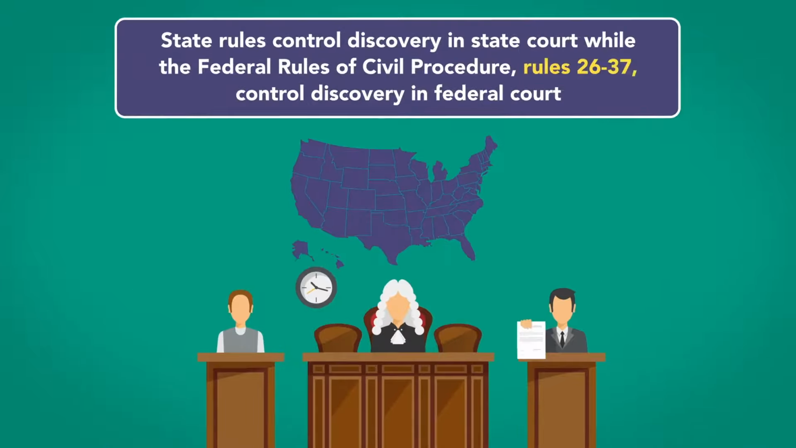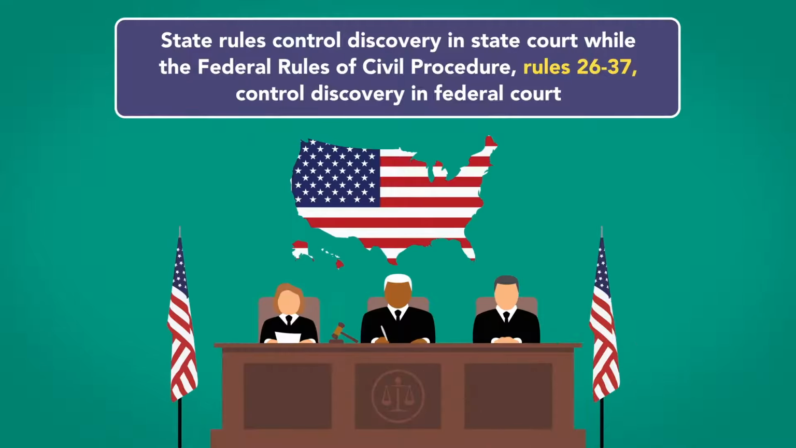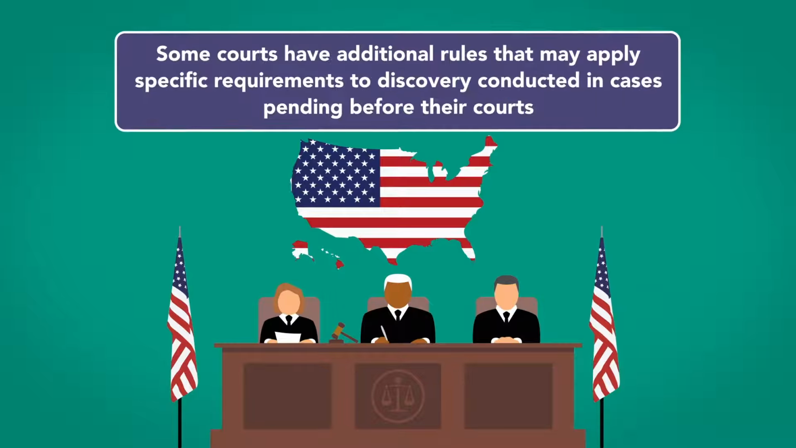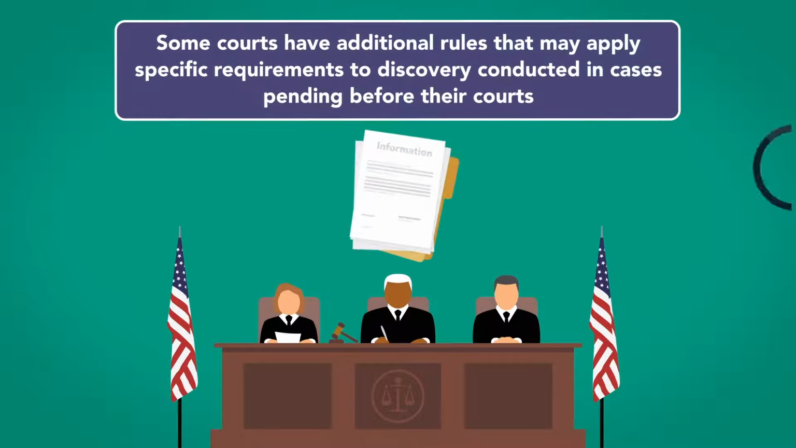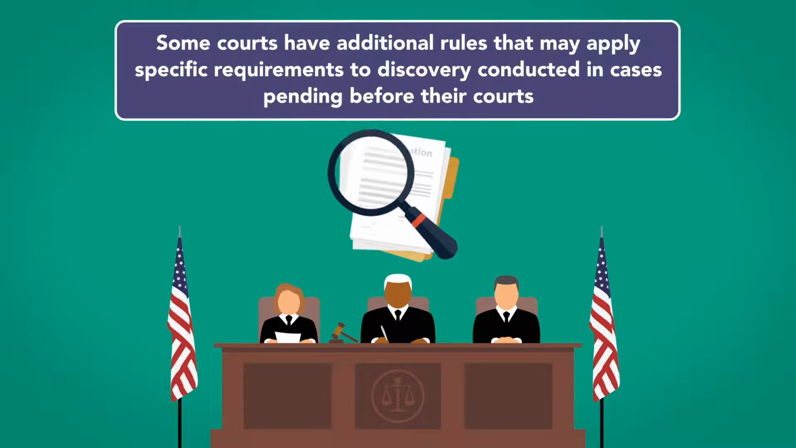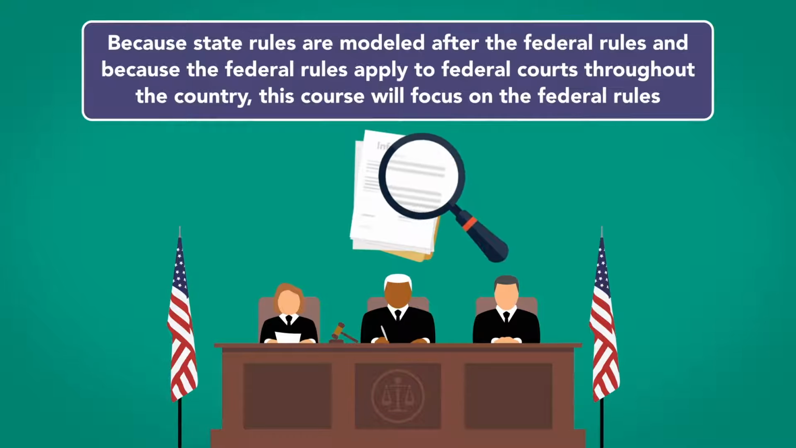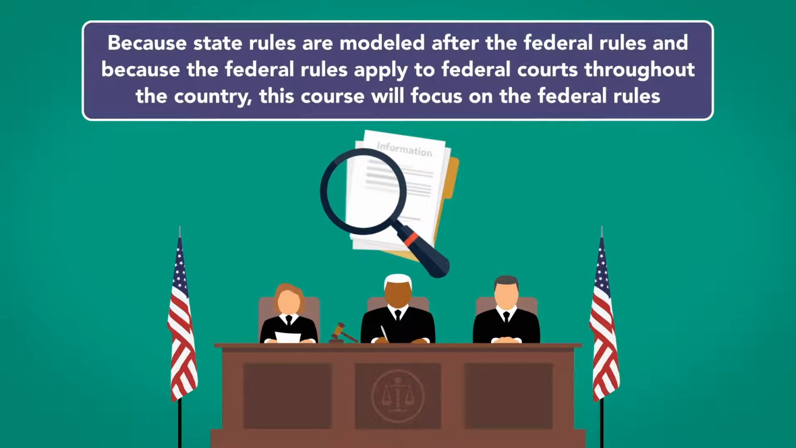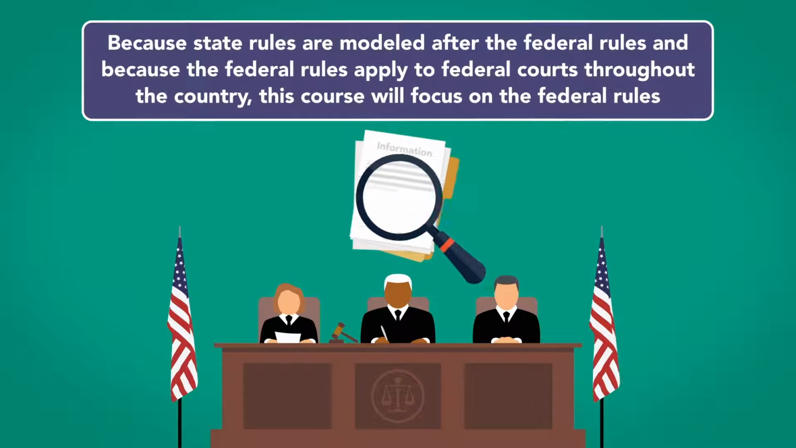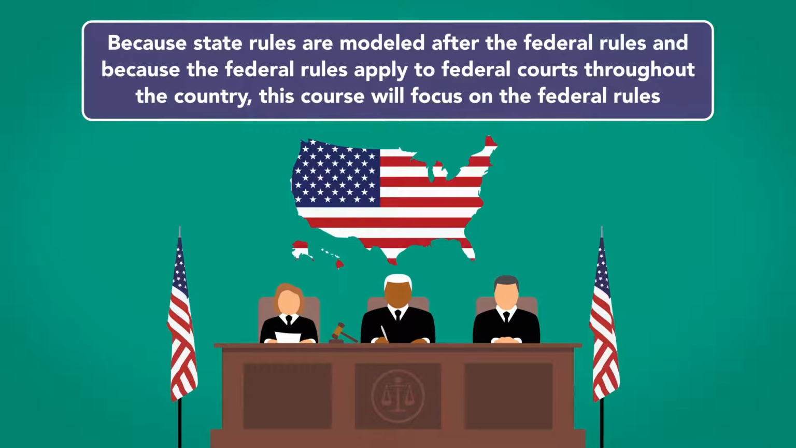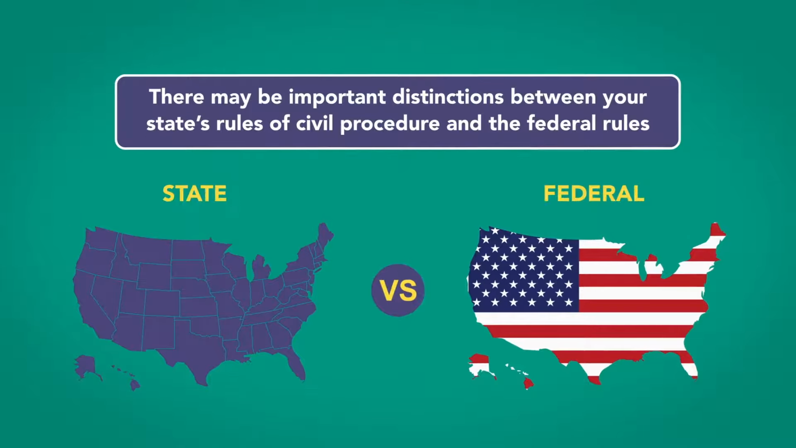State rules control discovery in state court, while the federal rules of civil procedure, specifically Rules 26 through 37, control discovery in federal court. Some courts have additional rules that may apply specific requirements to discovery conducted in cases pending before their courts. Because state rules are generally modeled after the federal rules, and because the federal rules apply to federal courts throughout the country, this course will focus on the federal rules. Still, note that there may be important distinctions between your state's rules of civil procedure and the federal rules.